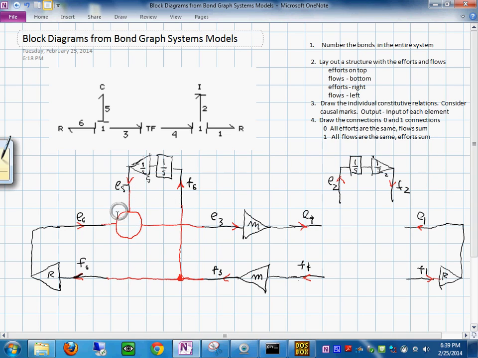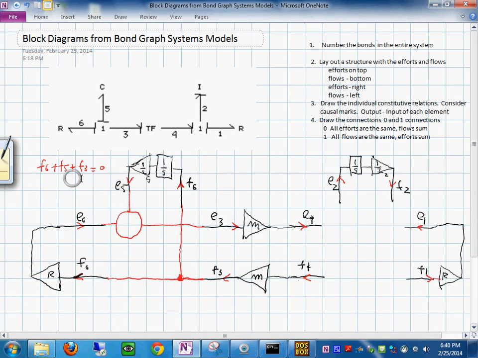Now take a look at the way the signals are drawn here. The effort here comes in, the effort comes here, and then the effort goes out of here. But the summation of this, in this particular case, is controlled by these half arrows. And in this particular case, all the half arrows are out. So you can say, if you make a convention that whatever comes in is positive and whatever goes out is negative, then you could draw it like this. Or you could say simply that F sub 6 plus F sub 5 plus F sub 3 is equal to 0.